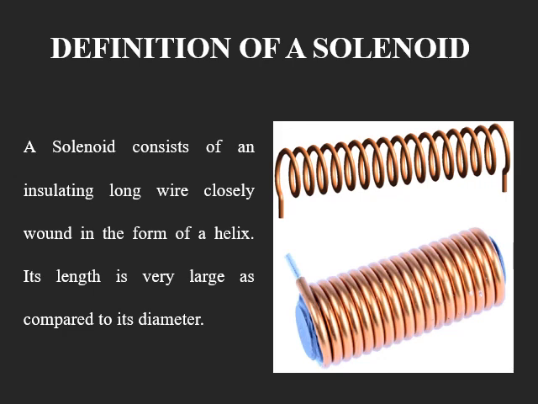In this coil or in this solenoid, each turn is considered as one circular loop. So if I find out the magnetic field for one loop, I can take the sum of all the loops and get the complete magnetic field for the complete solenoid.